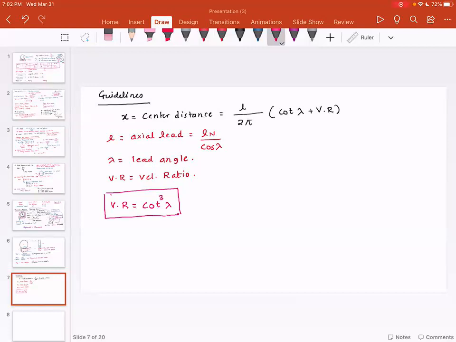So this relationship is a guideline that we can keep in mind. Where would this be used? Let me state a problem. In this problem, say the velocity ratio is given. At that time, the first step is we need to find out the lead angle because it's a power screw. So what would be the value of lead angle you would take? You can choose the value of lead angle that is given in the table in the design data book for the worm and worm wheel. So you can actually say that my lead angle may be 15 degrees or 20 degrees. But if you want your design to be optimal, then if the velocity ratio is given, I would just use the relationship velocity ratio is equal to cot cube lambda and find out the value of lambda, and that would be the appropriate lead angle.